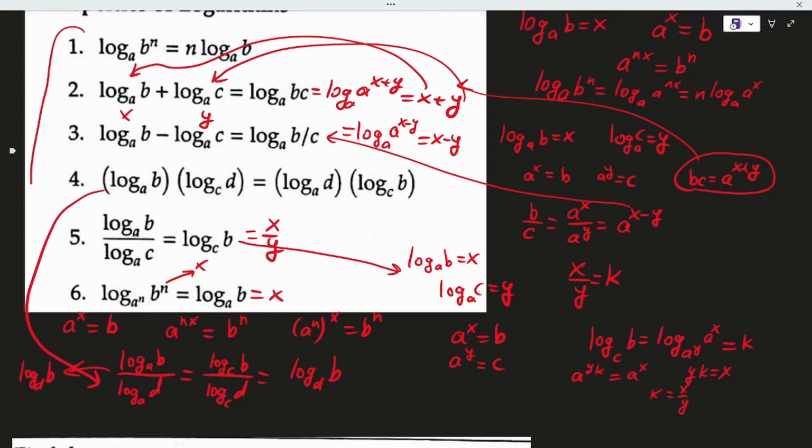These six formulas are the main formulas which can be applied in any logarithmic equation. Logarithmic equations are very popular in multiple choice Olympiads like AMC and AIME.